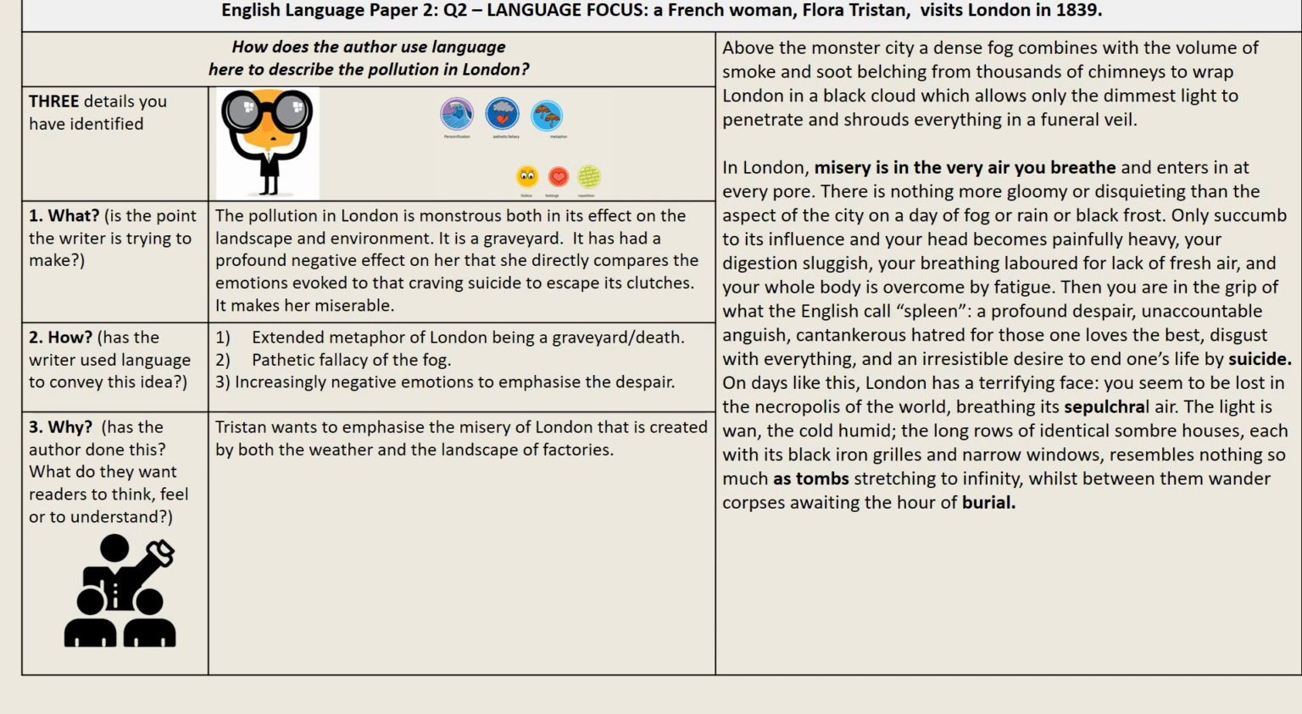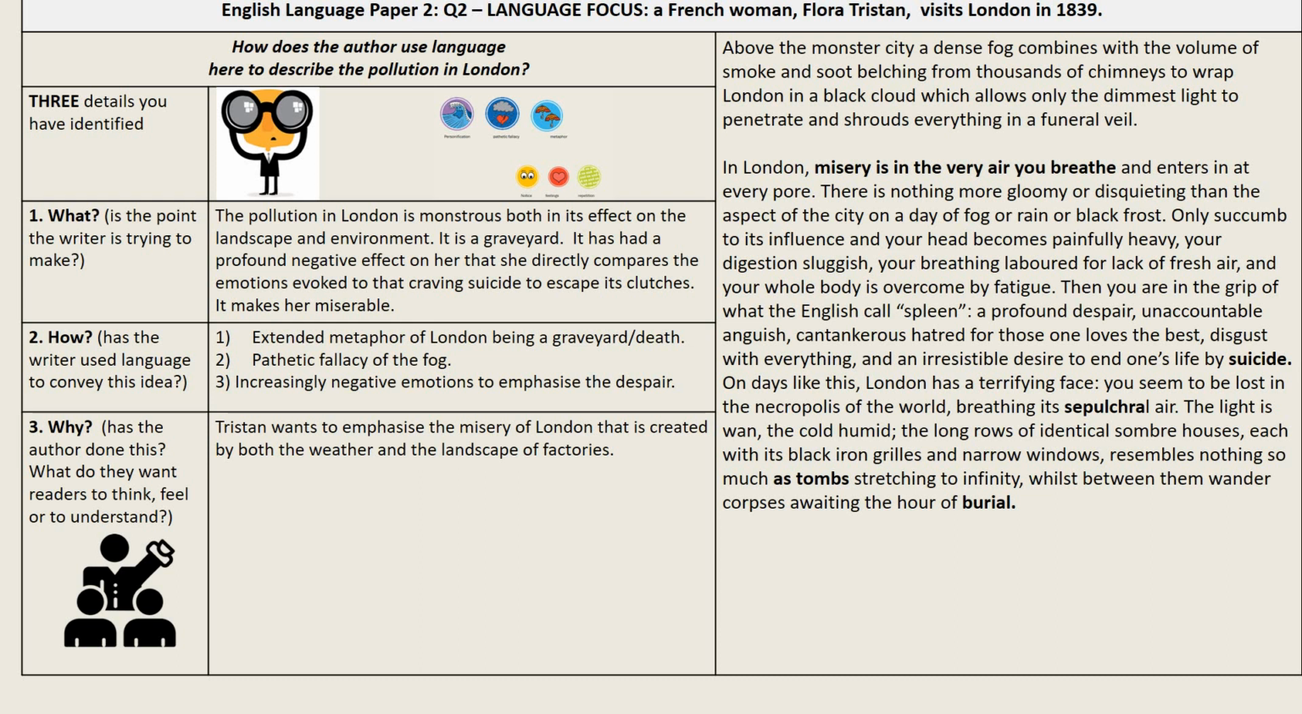So what is the writer trying to say about pollution in London? How has the writer used those words to convey that idea, and why do you think the writer has done this? So I've said the pollution in London is monstrous, both in its effect on the landscape and the environment. London is a graveyard. These are my notes. They're not full sentences. It has a profound negative effect on her that she directly compares the emotions evoked to that craving suicide to escape its clutches. It makes her miserable. So that's my point that I'm trying to make.